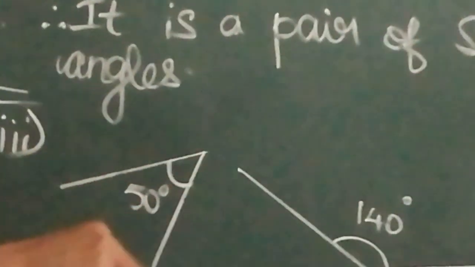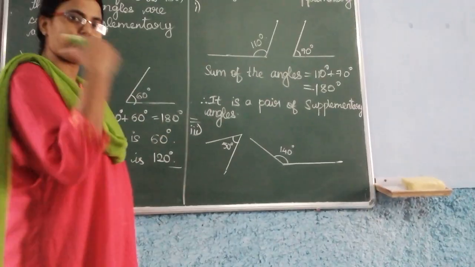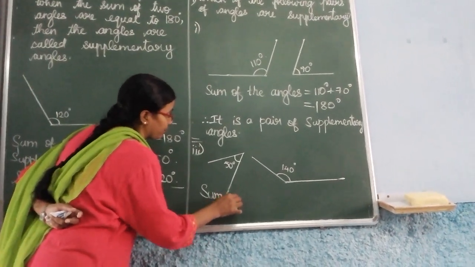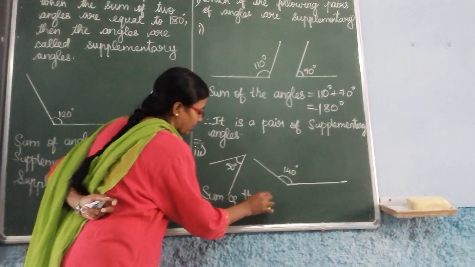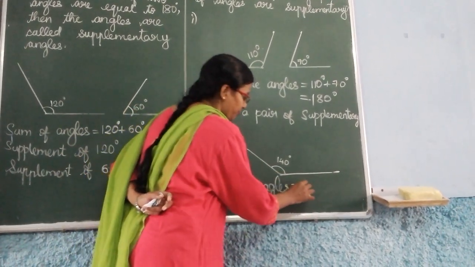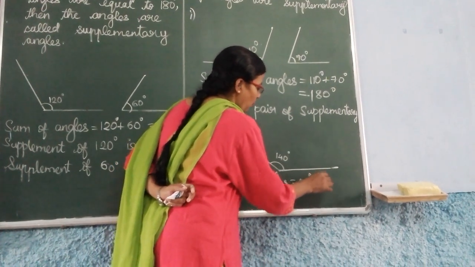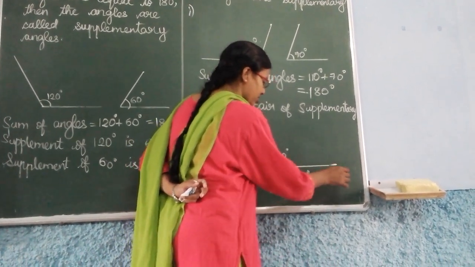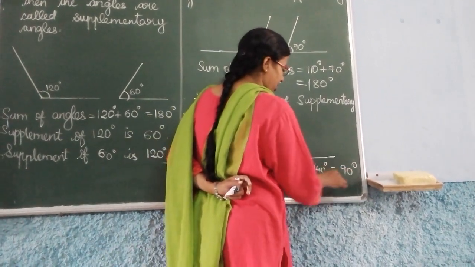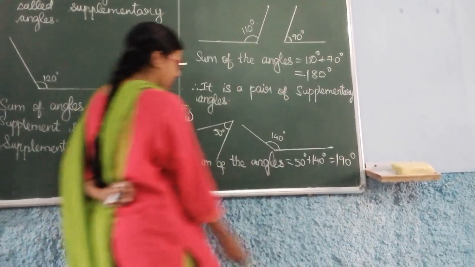So here you got the angle as 140 degrees. Now what's the first step that you need to do? Good. Sum of the angles. Sum of the angles is equal to what? 50 degrees plus 140 degrees. So this is equal to 0 plus 0 is 0, 5 plus 4 is 9 and 1, so 190 degrees.